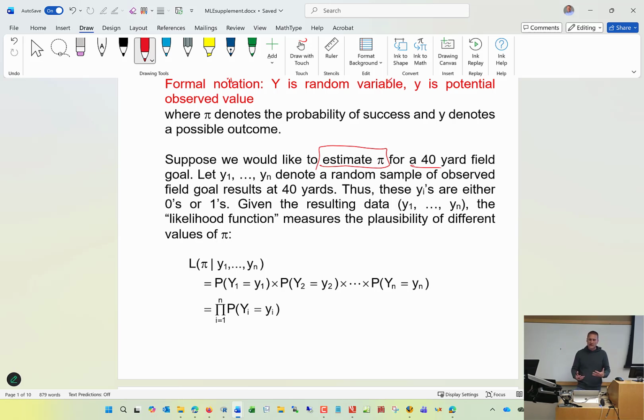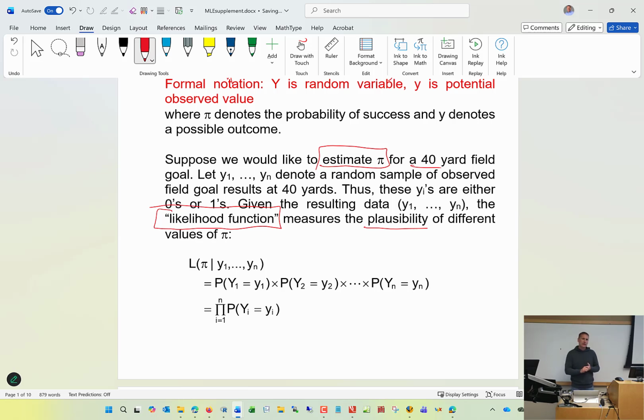And in a formal context, what you can do is form what's called a likelihood function to determine what are likely values of pi given your data. Rather than saying the word likely, I like to use the word plausible. What are plausible values of pi given whatever you have observed for your successes and failures for these 10 field goals?